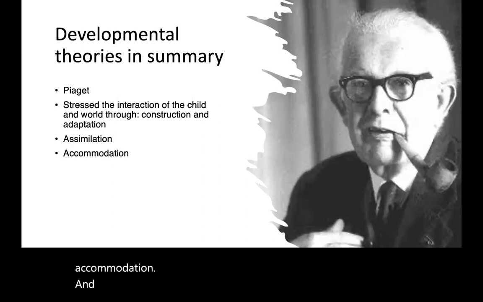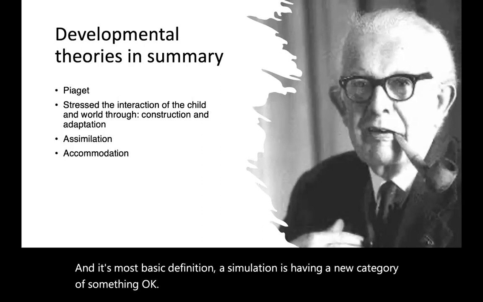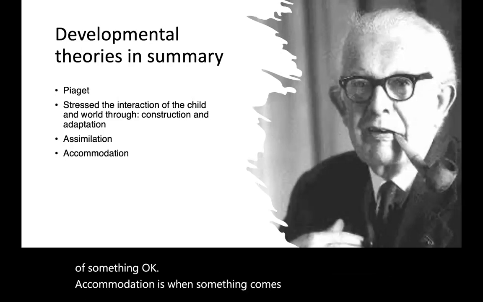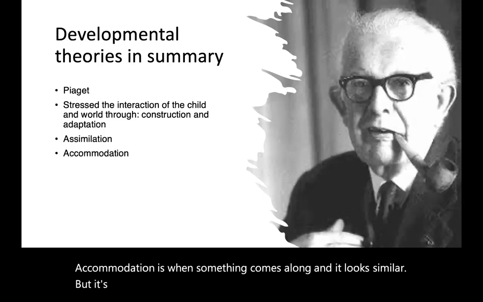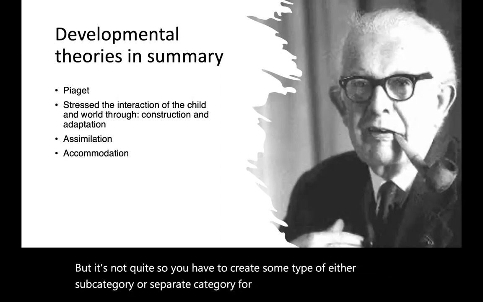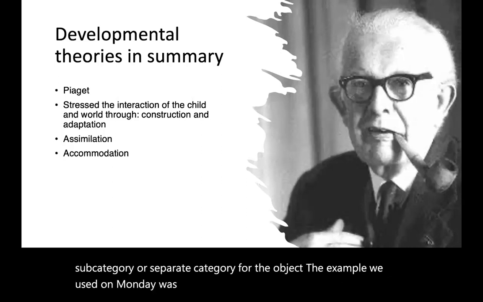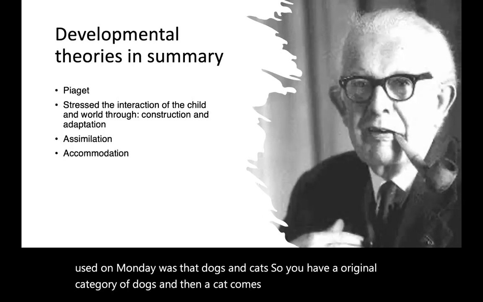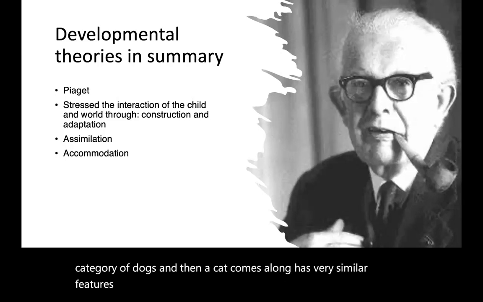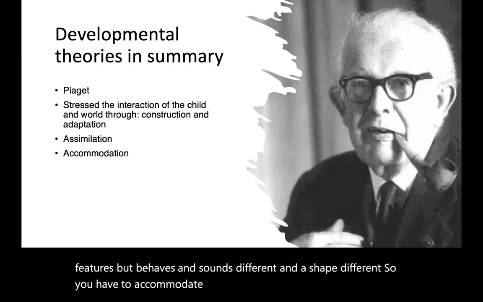In its most basic definition, assimilation is having a new category of something, okay? Accommodation is when something comes along and it looks similar, but it's not quite. So you have to create some type of either subcategory or a separate category for the object. The example we used on Monday was dogs and cats. So you have an original category of dogs, and then a cat comes along, has very similar features, but behaves and sounds different and is shaped different. So you have to accommodate that information, okay?